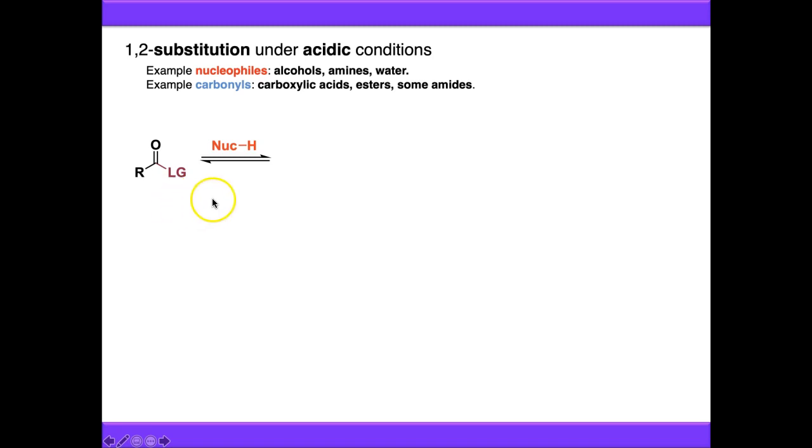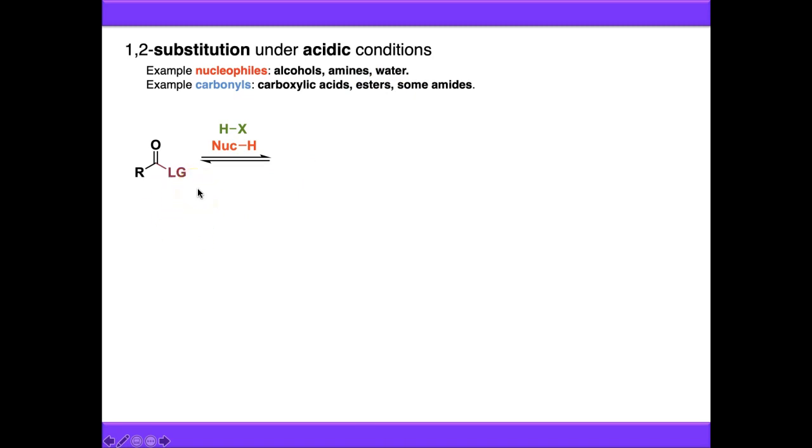So the main difference between obviously basic and acidic conditions is we're going to have our nucleophile in solution, but we're also going to add an exogenous acid now. And this is the key difference between acidic and basic mechanisms, is that usually the carbonyl compound that you're trying to react isn't as reactive. So carboxylic acids, esters aren't as reactive as acid halides and anhydrides and that sort of thing.